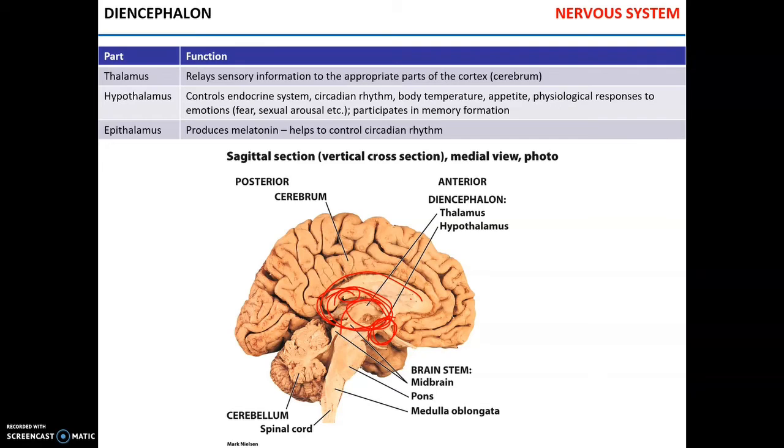Hypothalamus controls endocrine system. It also controls a variety of autonomic functions such as body temperature, appetite, day-night cycle called circadian rhythm, physiological responses to emotions, how we physiologically respond to fear with elevated heart rate, or controls our sexual arousal. Hypothalamus is also instrumental in formation of memories. Epithalamus is a small portion. It produces melatonin, the hormone that helps to control sleep cycle, the circadian rhythm.